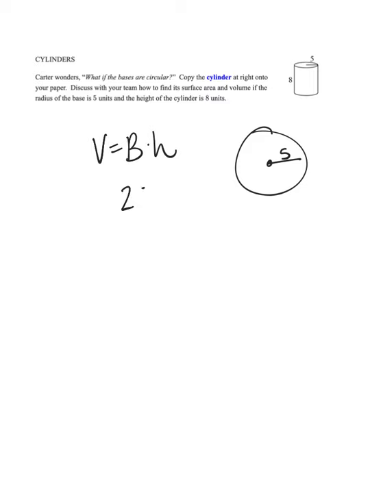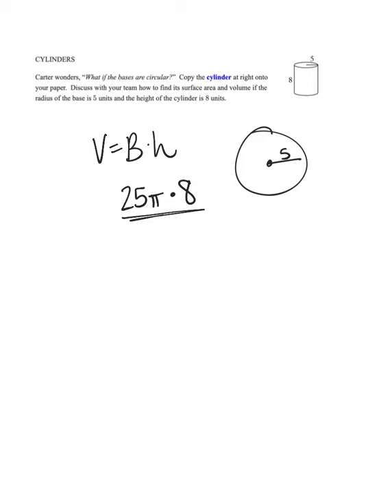Carter wonders, what if the bases are circular? If I look at this one, how can I find the surface area and the volume? Well, the volume I'm actually not too worried about. I'm still going to use that base times height formula. It's just that in this case, the base is a circle. So I would have to take the area of the circle, which is pi r squared, times the height of the solid or the cylinder.